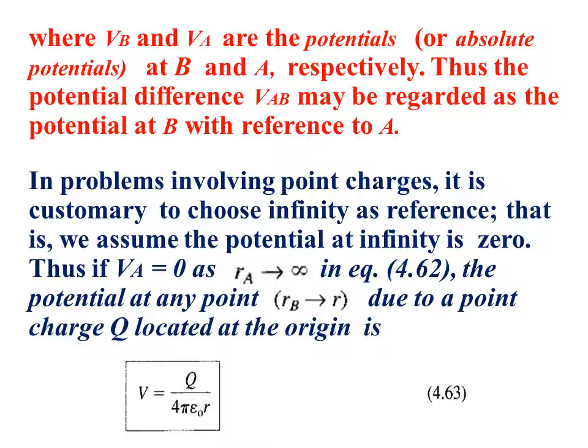Thus, if VA equals 0 as RA approaches infinity in equation 4.62, the potential at any point RB approaches R due to a point charge Q located at the origin is V equals Q over 4 pi epsilon naught R.